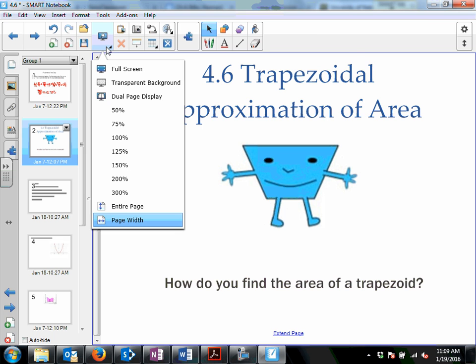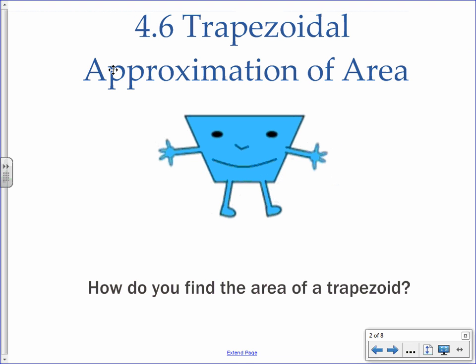Now, I believe it was Nathan on Friday. We had all of those rectangles drawn under our curve. And Nathan said, can we just draw in those little triangles and then we'd be more accurate? Yes, we would. And by drawing in those little triangles, we're really drawing trapezoids. What is a trapezoid?